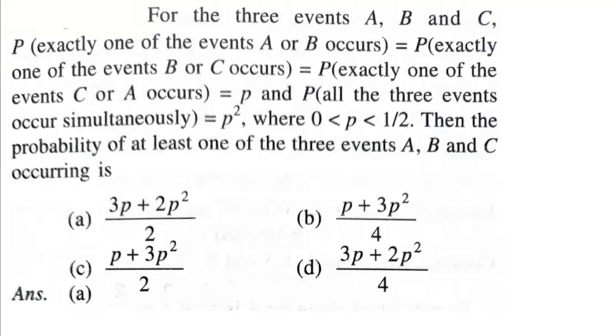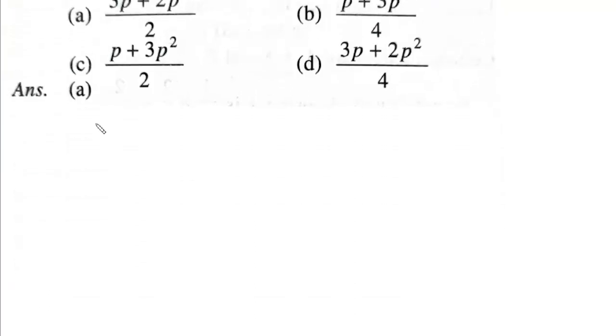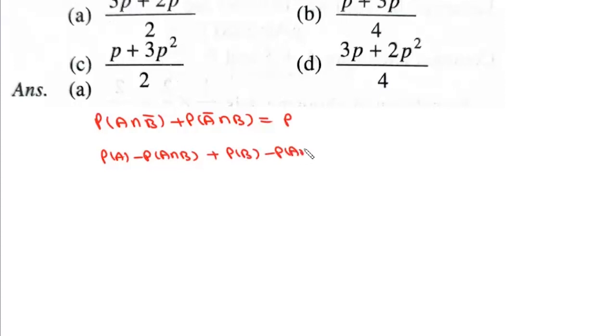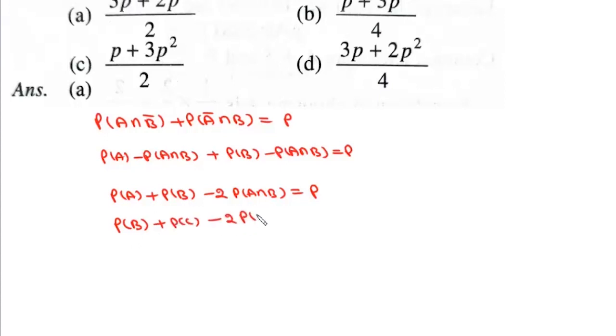Now we are given that exactly one of A or B. Now we know that probability of exactly one of A or B is probability of A intersection B not plus probability of A not intersection B. It is given that this is P. Now we can write this as P(A) minus P(A intersection B), and this is P(B) minus P(A intersection B), and this is P. So from here we can write P(A) plus P(B) minus 2 times P(A intersection B) is P. In the same way we can write P(B) plus P(C) minus 2 times P(B intersection C) is also P, and also P(C) plus P(A) minus 2 times P(A intersection C) is P.